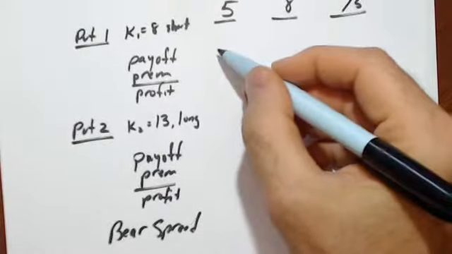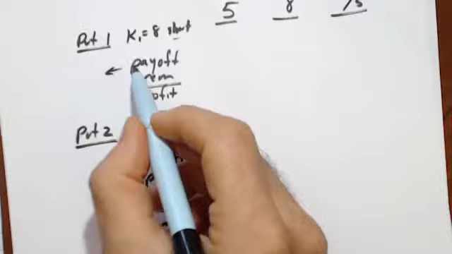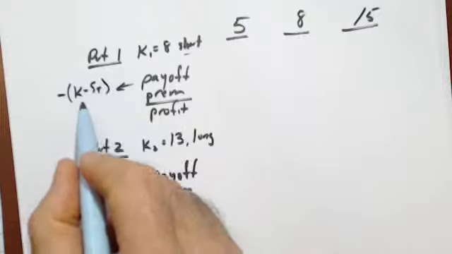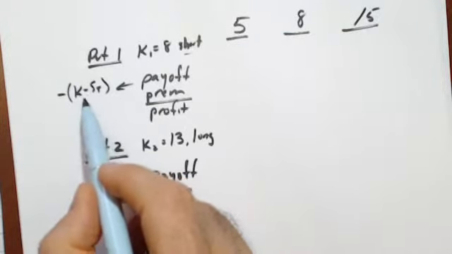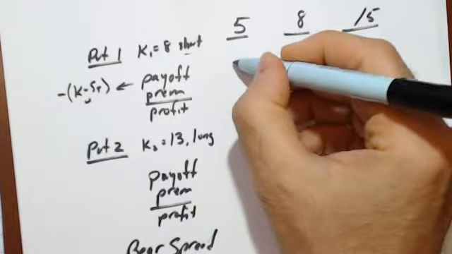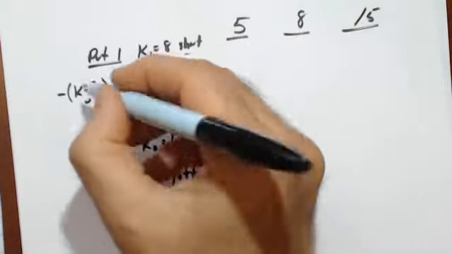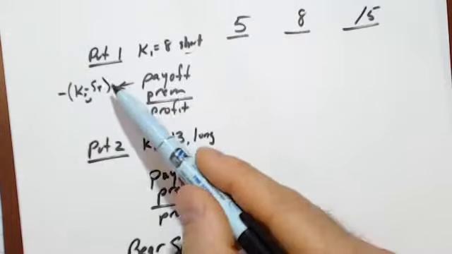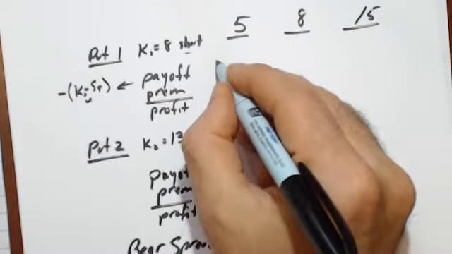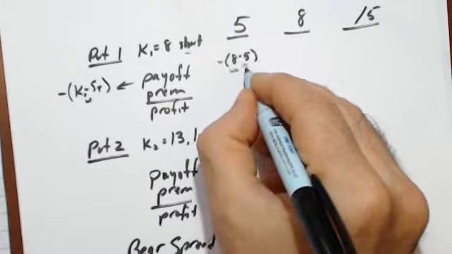Let's look at put 1 here. Now we shorted the put, and we have to remember what the payoff is on a shorted put. It's this. If the stock price is less than the strike, it's K1 minus the stock price; it's 0 otherwise. Okay. Now the payoff here is going to be K1 is 8. I should put a little 1 here. K1 minus the stock price is going to be minus, 8 minus 5 is minus 3.